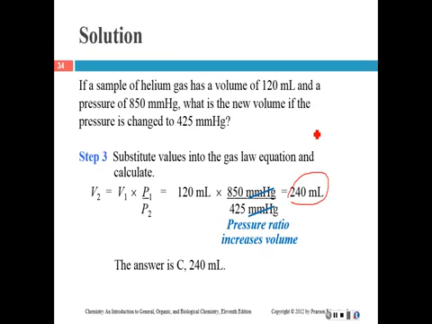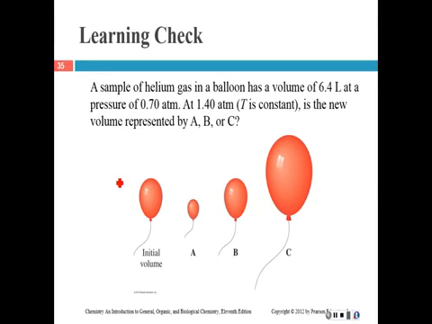Okay, another learning check. I think this is the last one now. A sample of helium gas in a balloon has a volume of 6.4 liters at a pressure of 0.70 atmospheres. At 1.40 atmospheres. So if the pressure goes up, what will be the new volume of the gas? Will it be A, B, or C? So you're starting here, and you're going to double the pressure on the balloon.